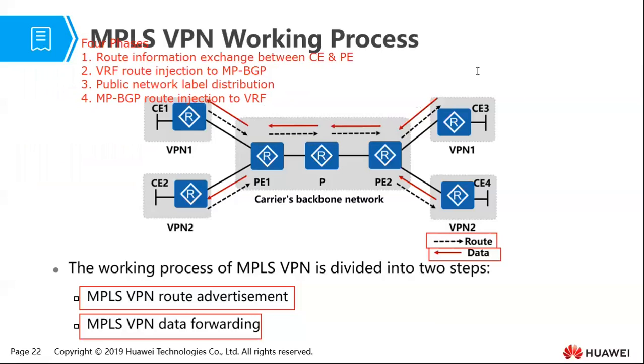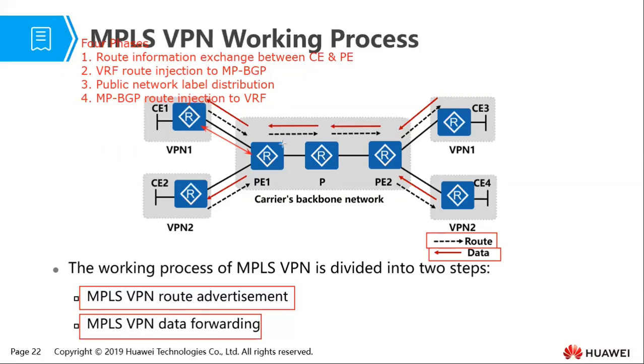Okay. So the first process there is this one here. Where we are sharing, we are sharing the routes. We are advertising the route between the CE and the PE, so route information exchange between the CE and the PE. So that's the first process. The second process is VRF route injection to MP-BGP.